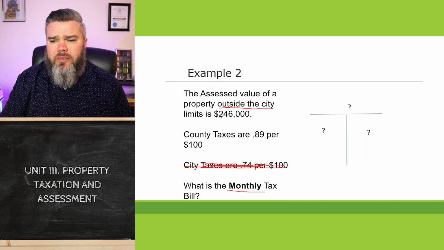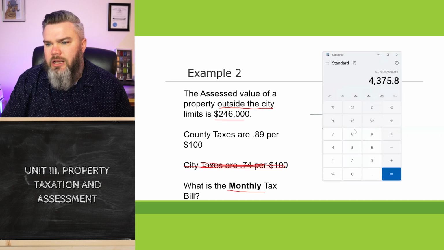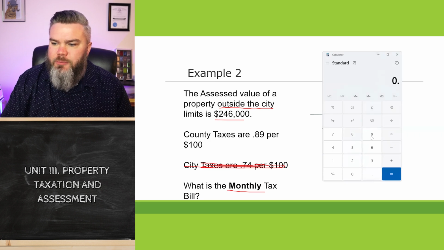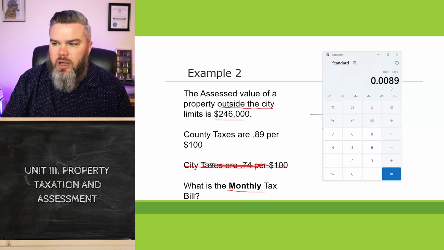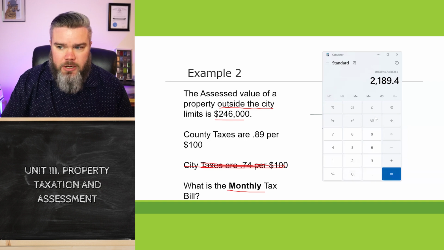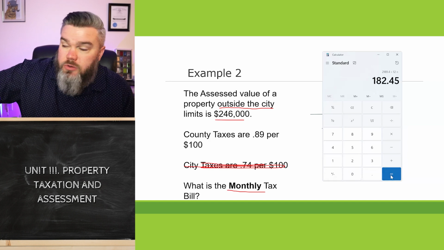So if we're doing the math, folks, the assessed value is $246,000. It's outside the city limit, so we're only doing county taxes. That means your tax rate is 89 cents per 100. Of course, you can divide that by 100 and convert it to a per dollar rate. Per dollar rate times your assessed value of $246,000 gives you an annual tax bill of $2189.40. But I wanted the monthly. Divide by 12 months in a year. What you got, Brooks?